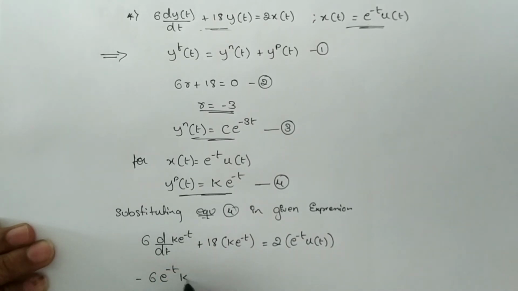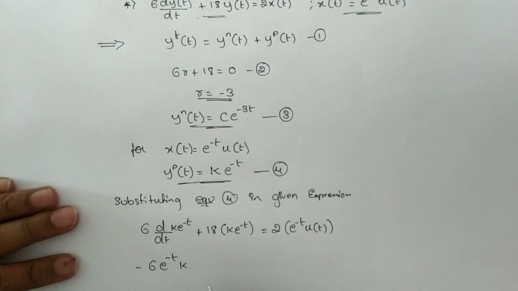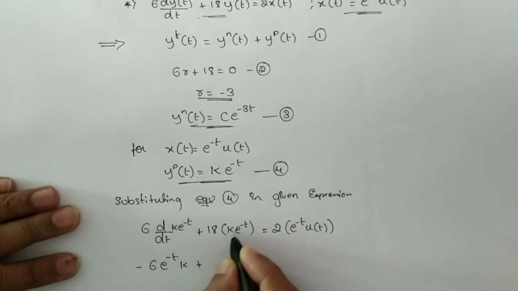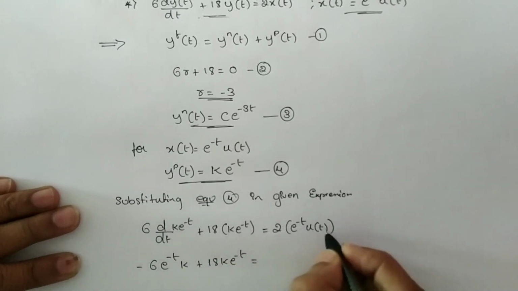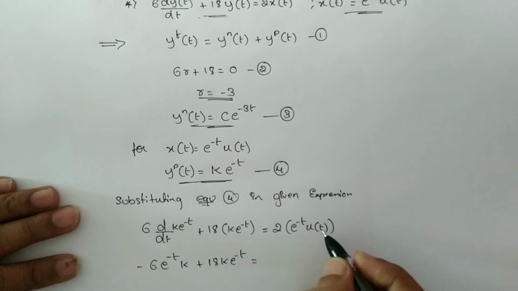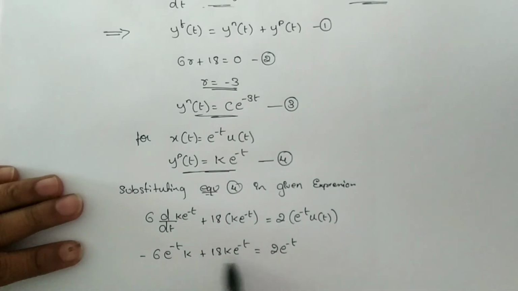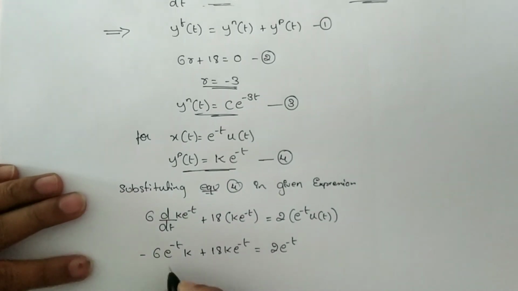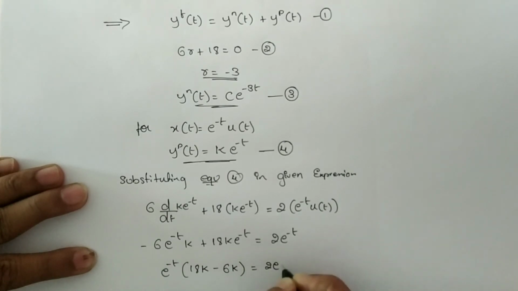K is a constant, we can keep it outside. K, plus 18k into e power minus t, which is equal to, since the value of u of t is 1 between 0 to infinity, we can mark it as 2 times e power minus t. I can take e power minus t common in this equation. We will be left with e power minus t into 18k minus 6k is equal to 2 times e power minus t.